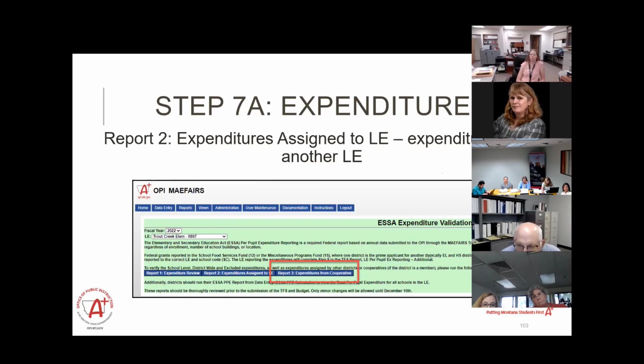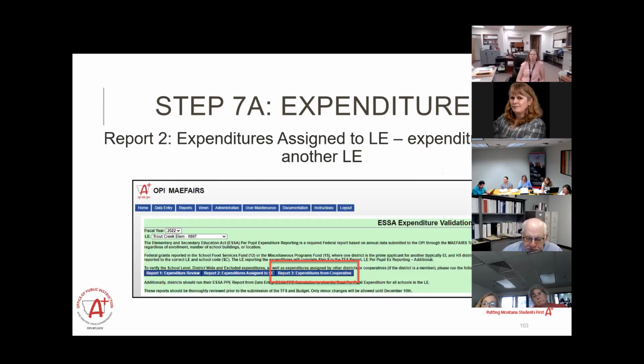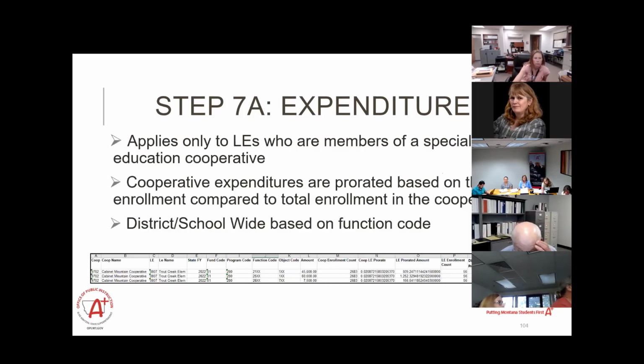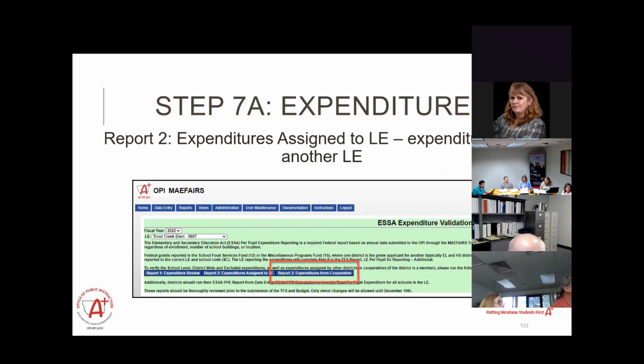Okay. So report number 3. Report number 3 is going to be, let's see, that slide is incorrect. So we'll fix this slide. So report number 3 is going to be expenditures from a cooperative. These are special education cooperatives that have assigned expenditures to a legal entity. So click on report number 3.